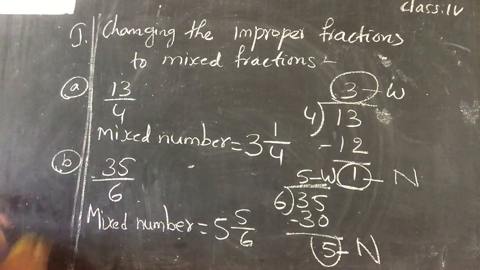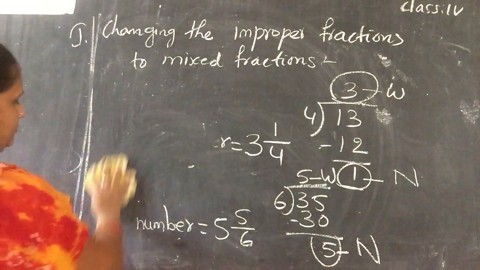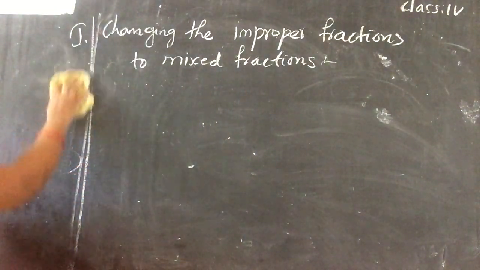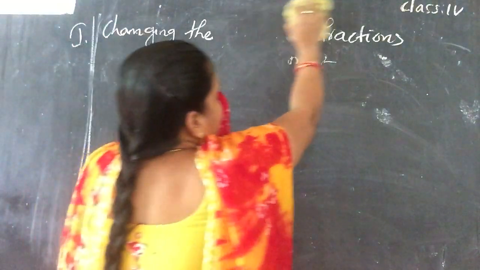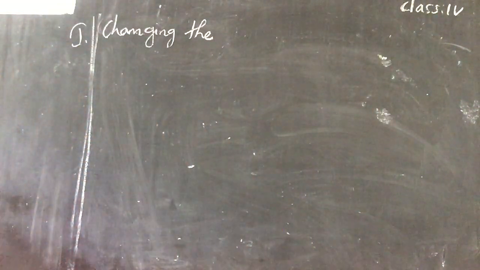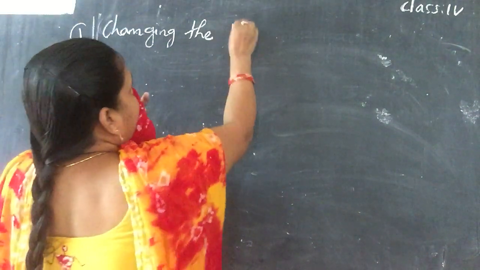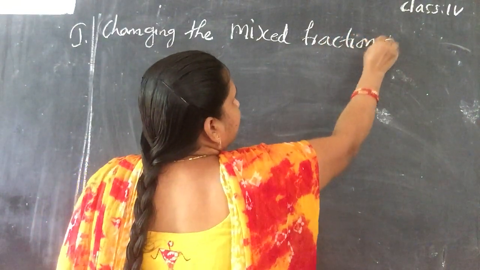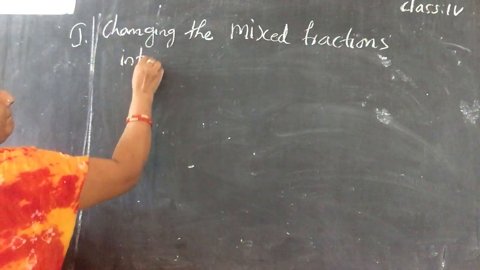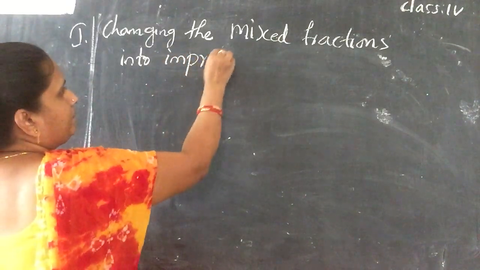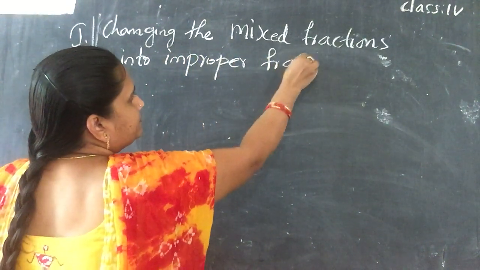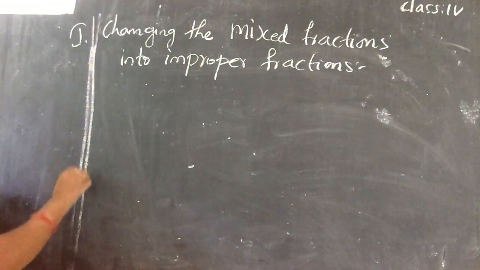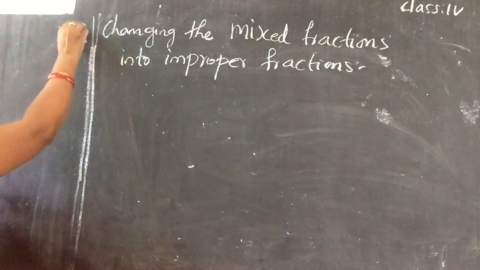Next, Roman number 2. How to change or convert the mixed fractions into improper fractions. Change the mixed fractions into improper fractions. Okay, this is in the textbook page number 67, Roman number 2.